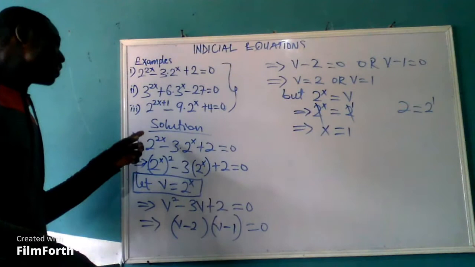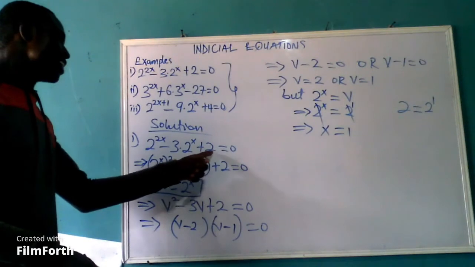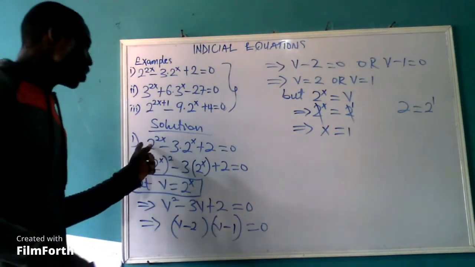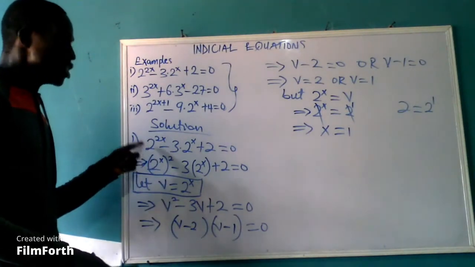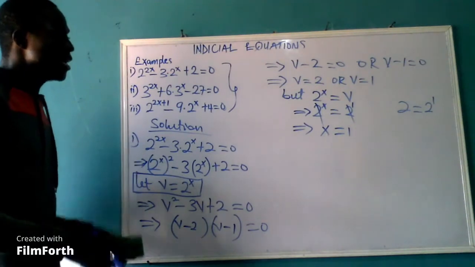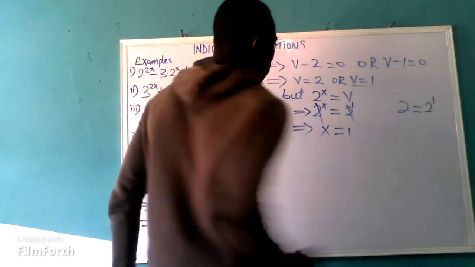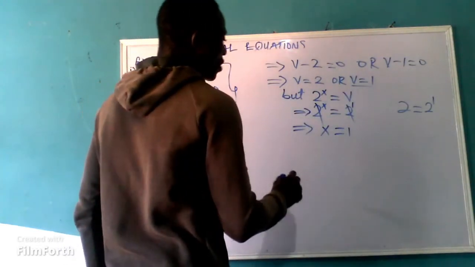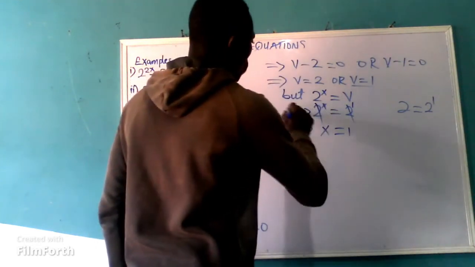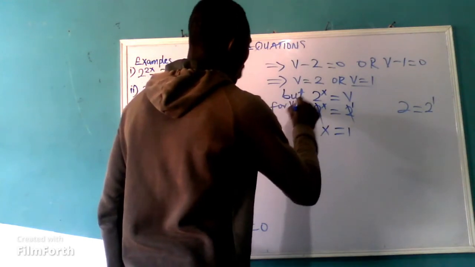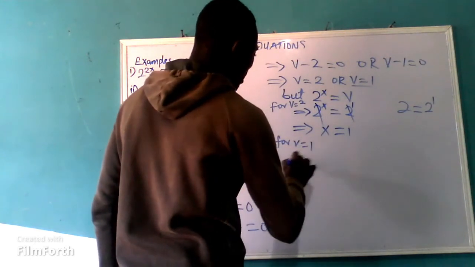In other words, if you take your time to substitute x equal to 1 into this equation, you will see that this side also will be equal to 0. So the equation is true for x equal to 1. Now let's work on the second value of v. This was for v equals 2.